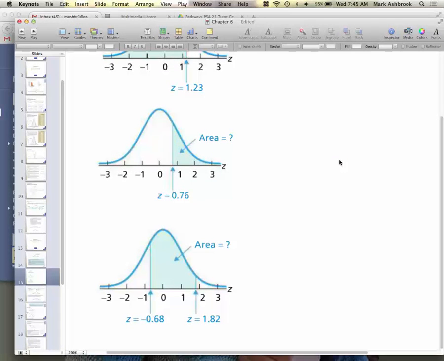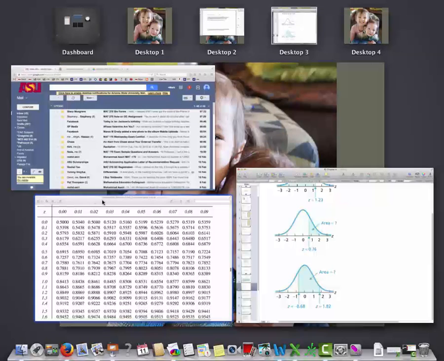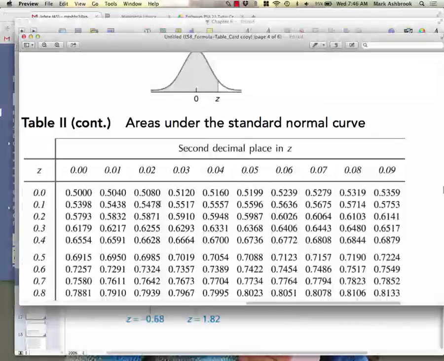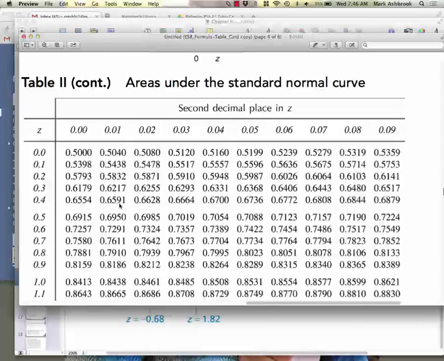Okay, so if you wanted something to the right, then how would we find that? So we've got a z of 0.76. Again, that z-score is over here, greater than the mean. So we're going to go to 0.76, like this. And we get 0.7764.